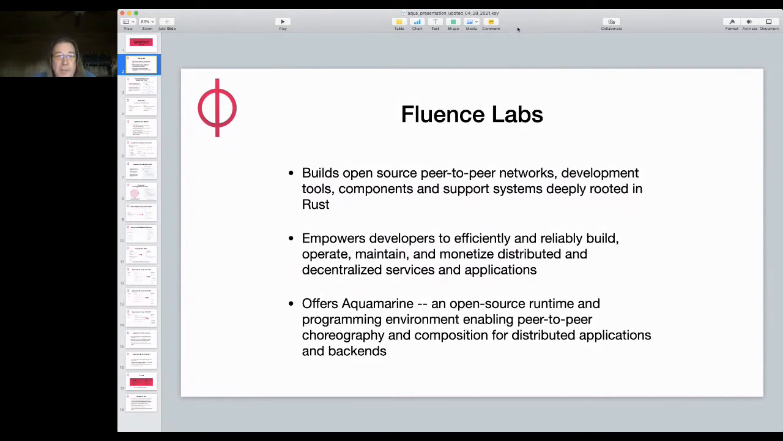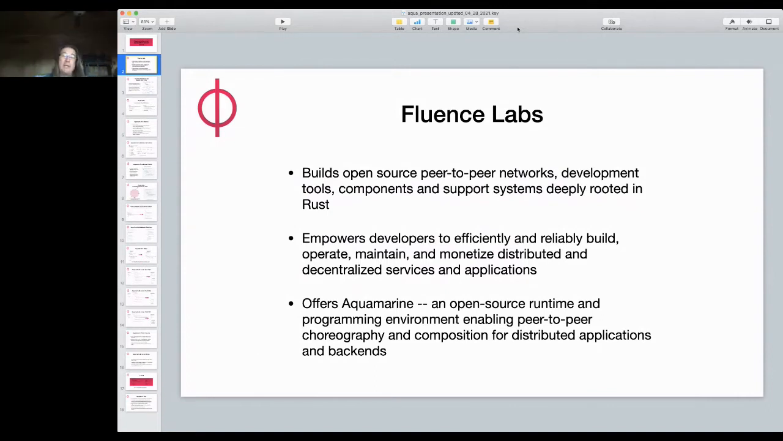And there's a little bit more to building peer-to-peer applications than just slapping P2P together, even though that can be challenging for anyone who ever tried. To that end, we have an open source offering. It's total open source, I think it's Apache 2.0. It's a runtime and a programming environment to enable peer-to-peer choreography and composition for peer-to-peer applications and backends. That's something to unpack over the next few slides.